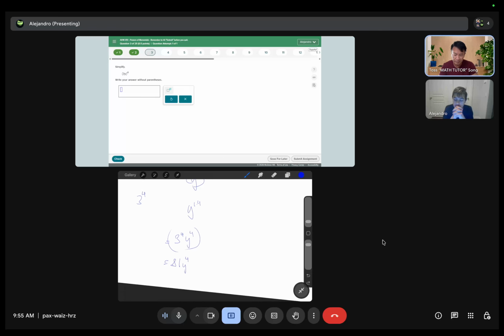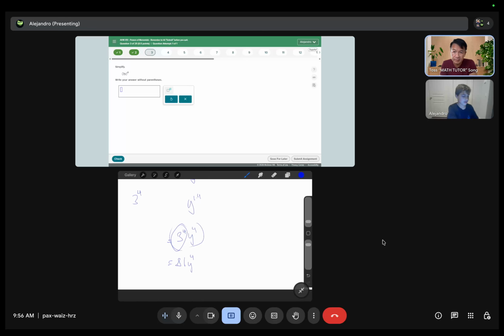After that, the problem. And then you simplify this part. So it's 3, 3, 3, 3. 3 times 3 is 9. Another 3 times 3 is 9. So it's 9 times 9 is 81. So there's your answer. I hope you're okay with that. You get more of these, and you'll be like, snap. But yeah, okay. Let's enter 81 y to the 4th.